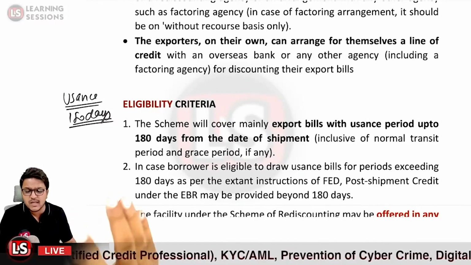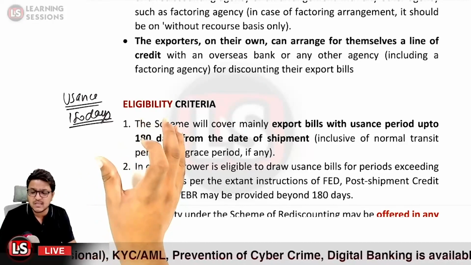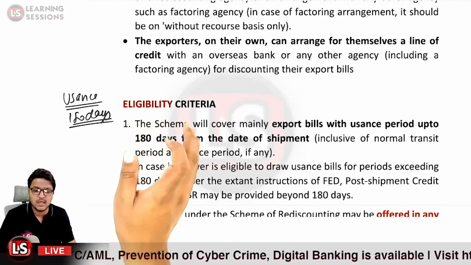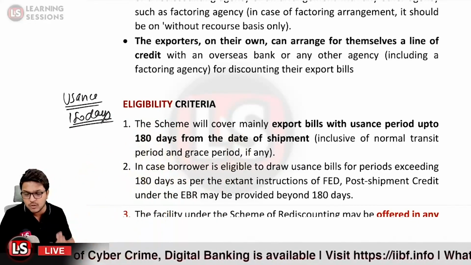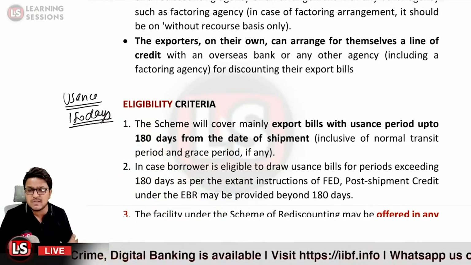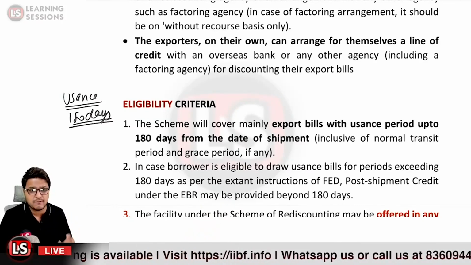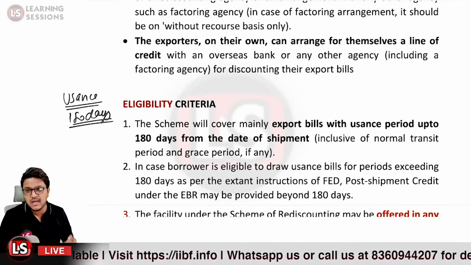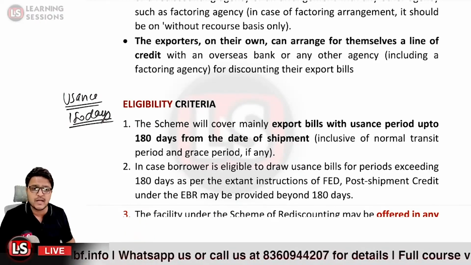Okay, so under the 180 days, the first condition says that the usance bill period must be up to 180 days after the date of shipment, inclusive of the NTP and the grace period, if any. But if the exporter is allowed to draw the usance bills under the EBR for a period beyond the 180 days as per the instructions of FED, in that case the EBR facility can be allowed for a period beyond 180 days also.